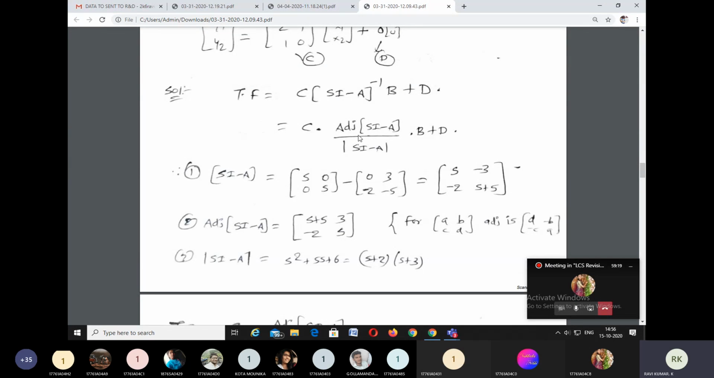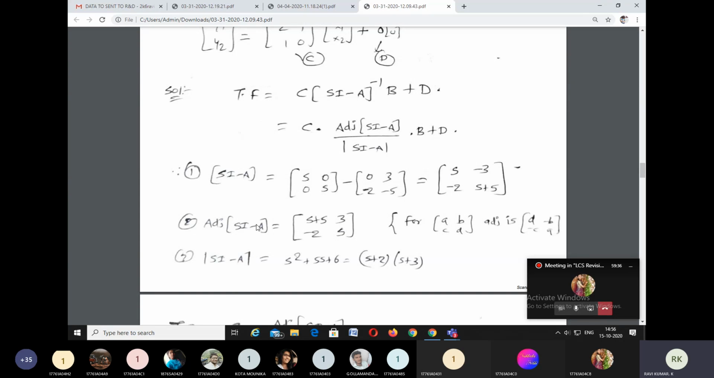So first of all, sI minus A, I am calculating. What is sI minus A? I means [1 0; 0 1], right? So [1 0; 0 1] multiplied with s means [s 0; 0 s] is the matrix, right? Minus A, which is already given in the problem as [0 3; -2 -5]. If you subtract these two, you'll get [s, -3; 2, s+5].